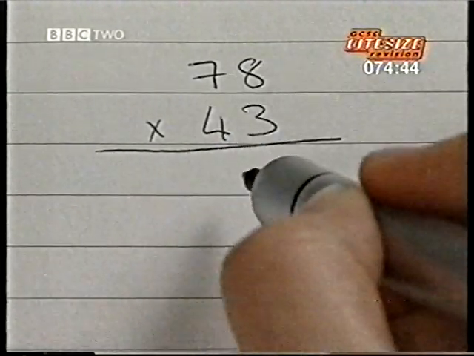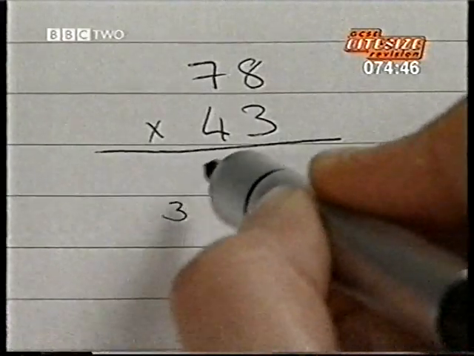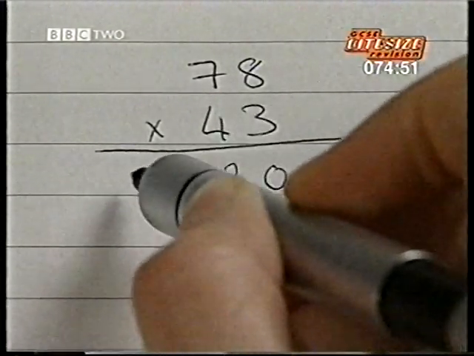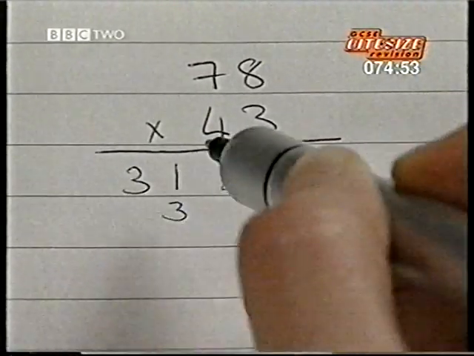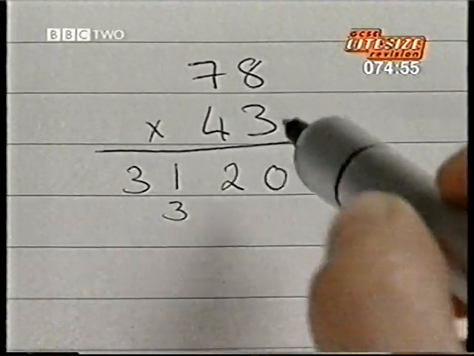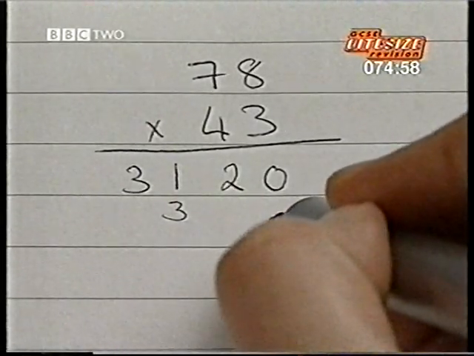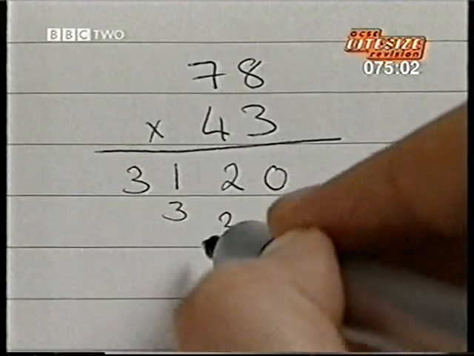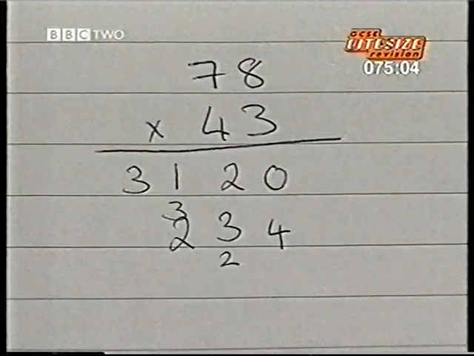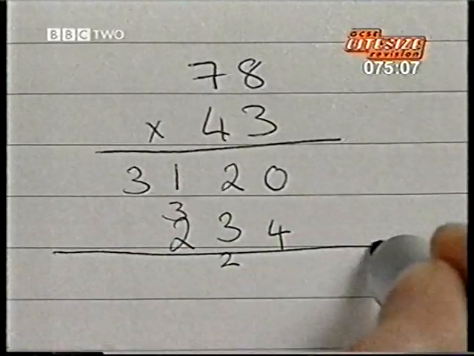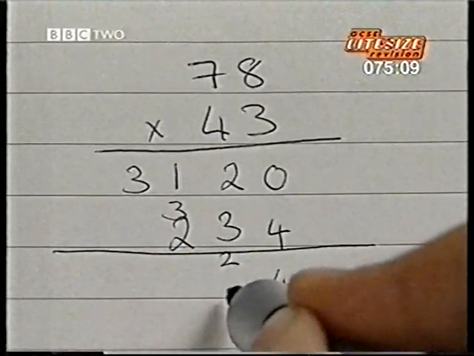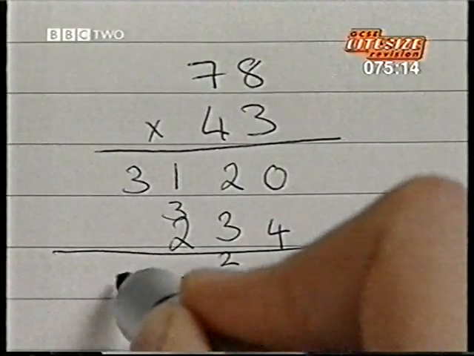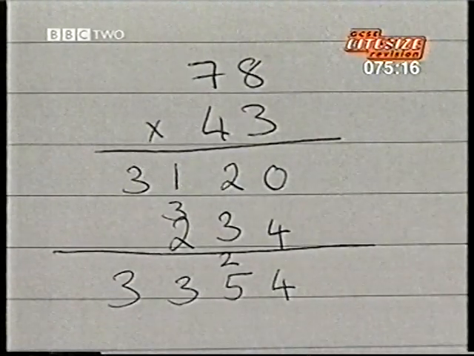40 times 8 is 320, so put down the 20, carry the 300s. 40 times 70 is 2800s, add the carried 300 makes 3100s. Next, multiply the 78 by the 3, 3 times 8 is 24, put down the 4, carry the 20. 3 times 70 is 210, add the 20 makes 230, and add up the subtotals. This gives the answer, 3,354.